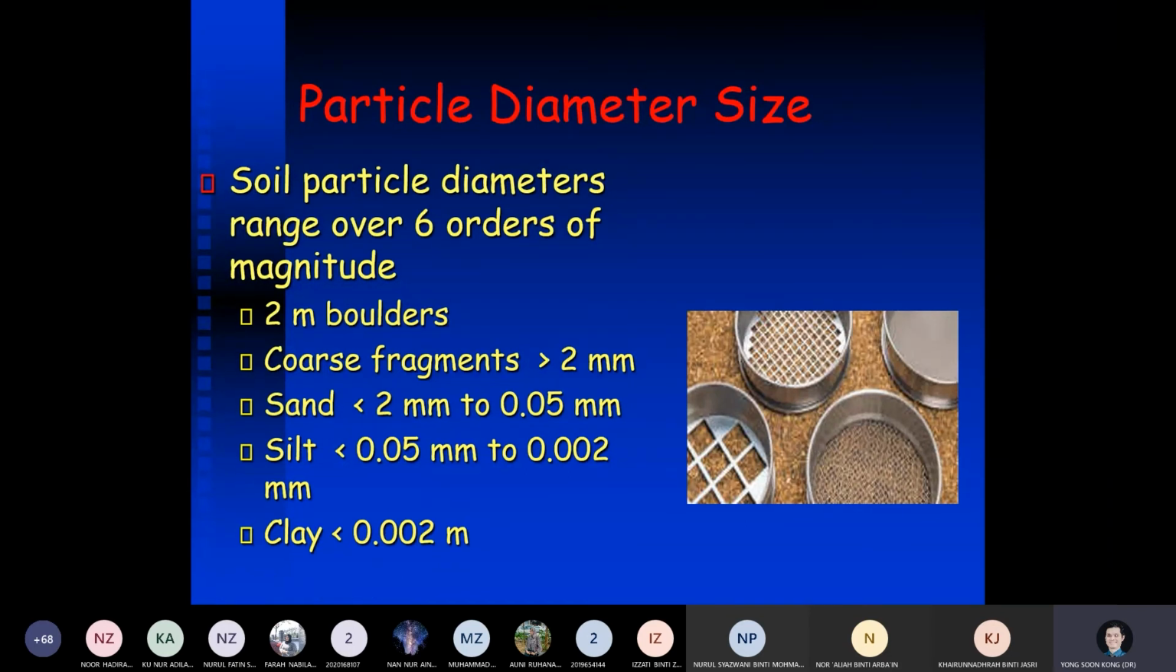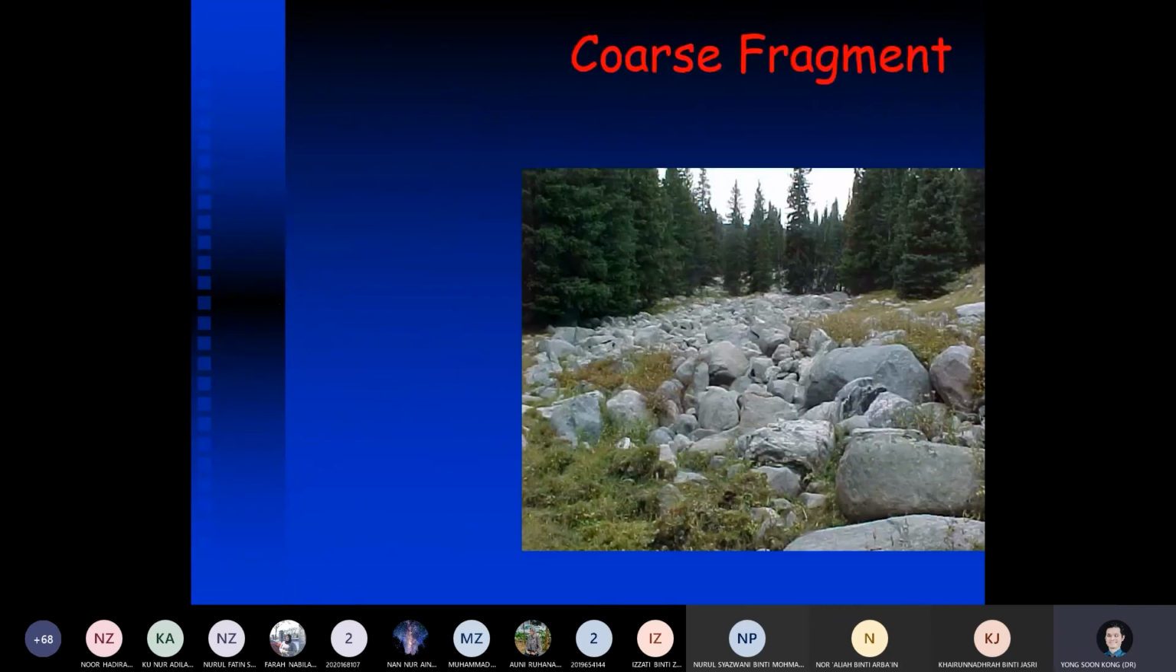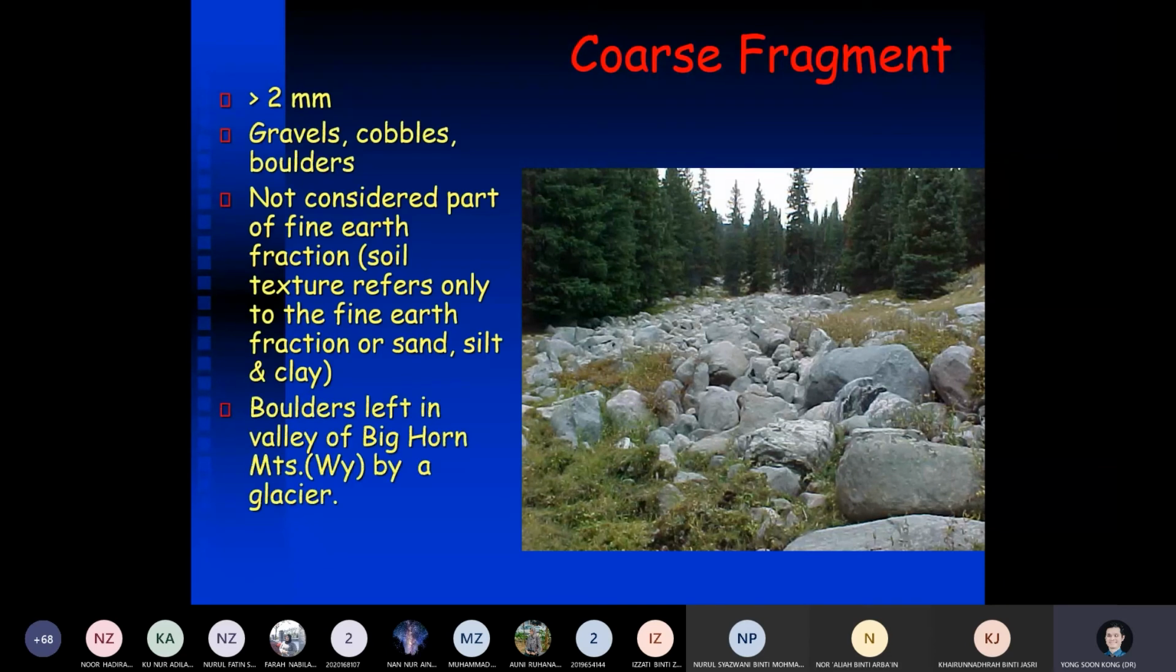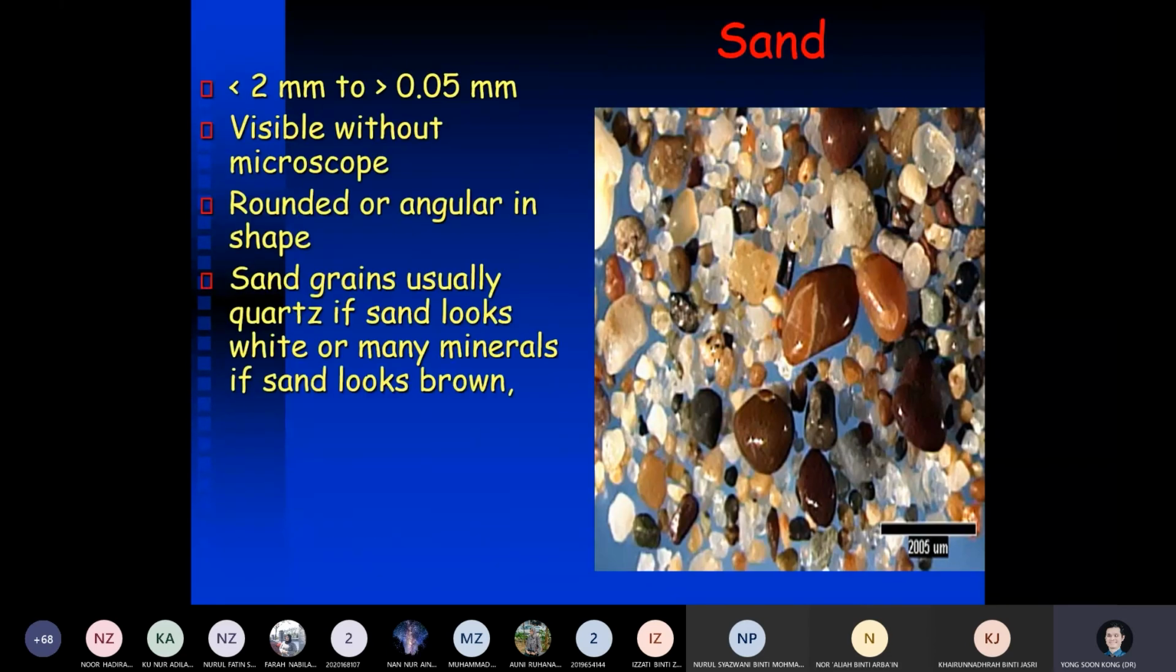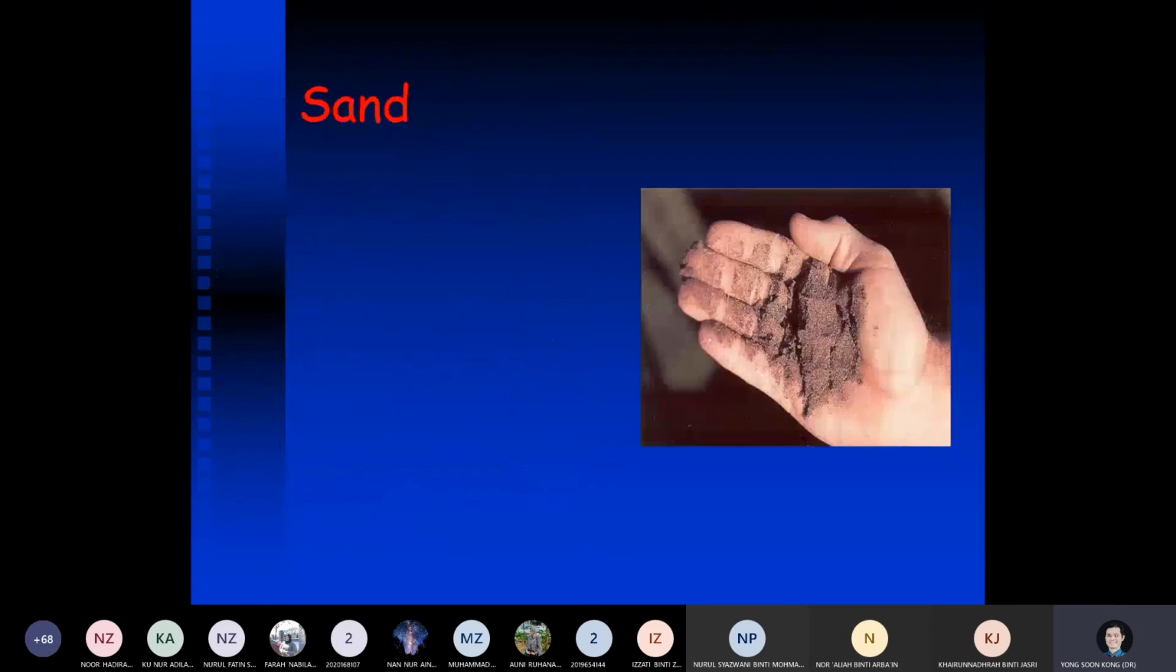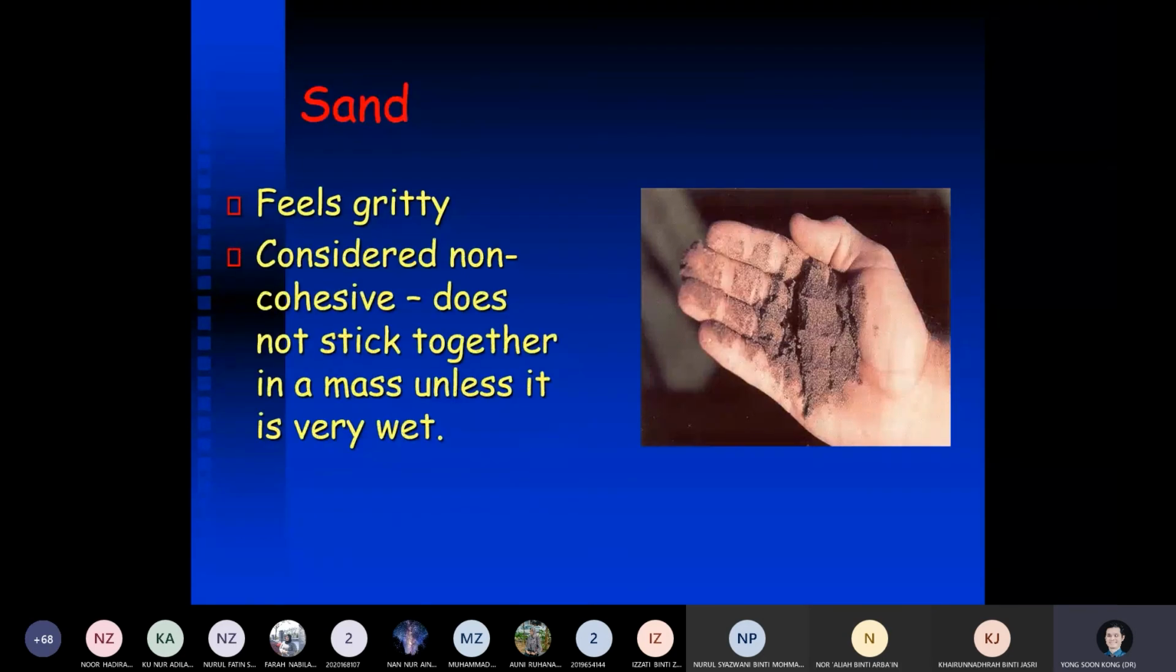There are many ways we can determine this particle size. One which you can see right here is the sieve. So in a soil lab, you will always see some sieving going on. Coarse fragments, as you can see right here, are big stones that lie around on the surface. If it's not on the surface, these big stones are probably in the bedrock, perhaps. So I won't explain too much. Sand, we have explained before, so I won't talk too much about this one.